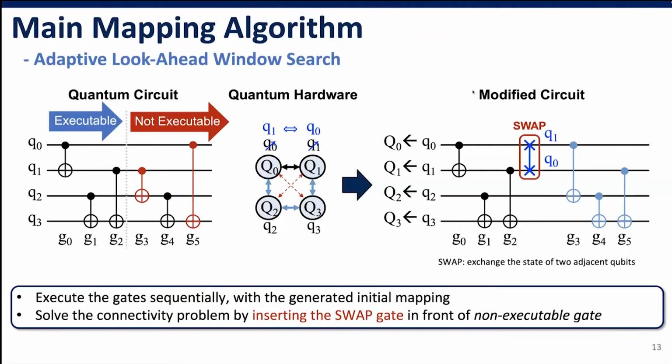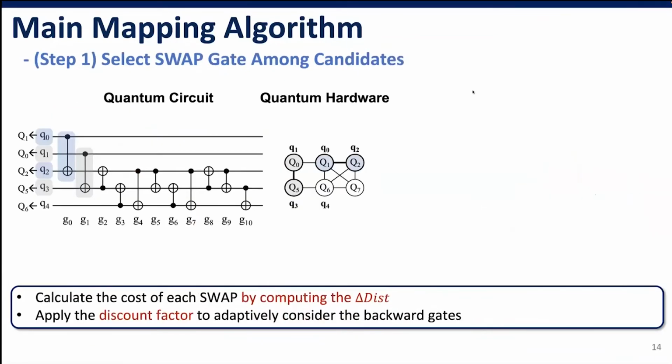However, this updated mapping may affect the connectivity constraint of the rest of the circuit. Therefore, to minimize the additional gate count for the entire circuit, we propose an adaptive Rugoid window search. Now, I will explain how to select the swap gate among candidates.